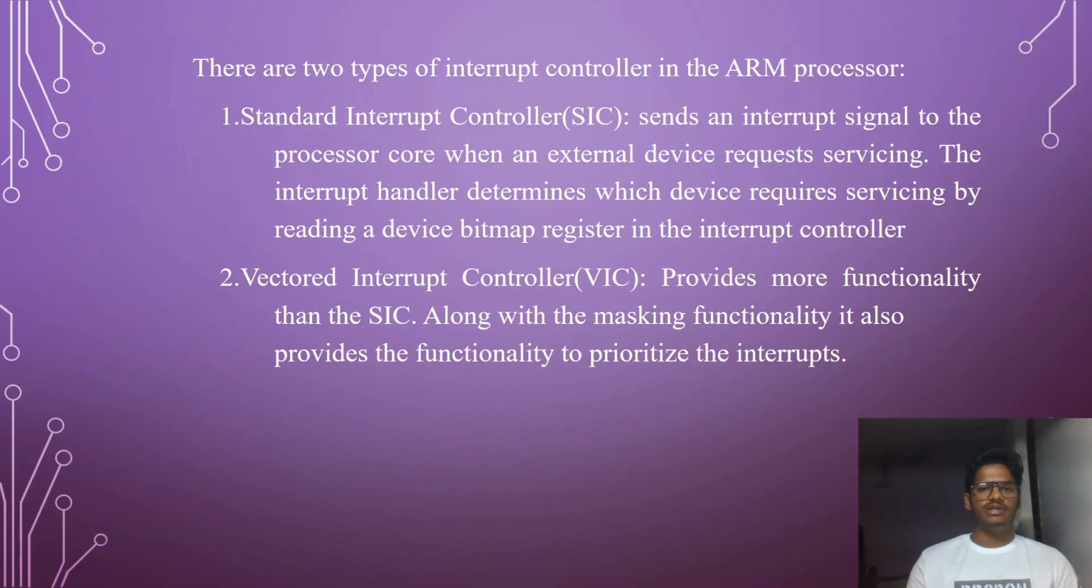There are two types of interrupt controller in an ARM processor. The standard interrupt controller, SIC, sends an interrupt signal to the processor core when an external device requests servicing. The interrupt handler determines which device requires servicing by reading a device bitmap register in the interrupt controller. The vectored interrupt controller, VIC, provides more functionality than the SIC. Along with the masking functionality, it also provides the functionality to prioritize the interrupts.